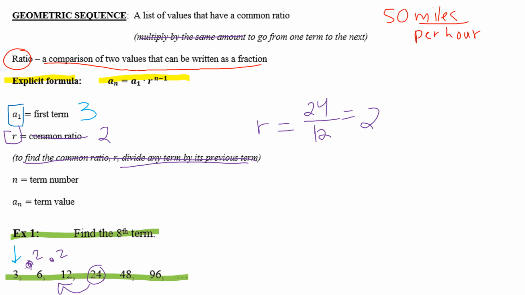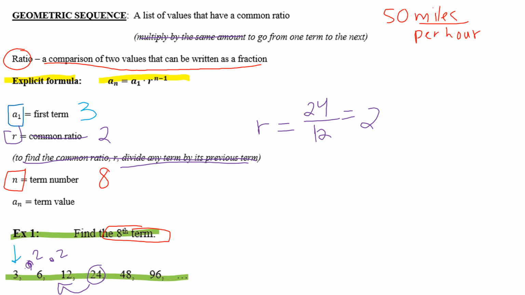The next one here says n is a term number. In this case, I'm telling you to find the 8th term. So we would let n equal 8. We may not always be interested in the 8th term. In this case, we are, but in another example, I might be asking for the 6th term. In that case, n would be 6.